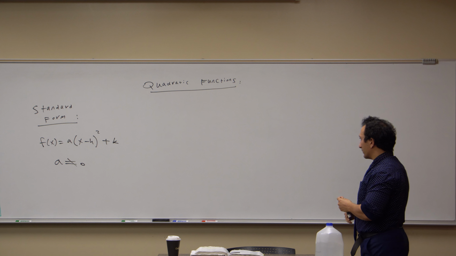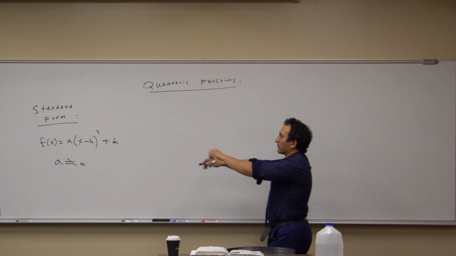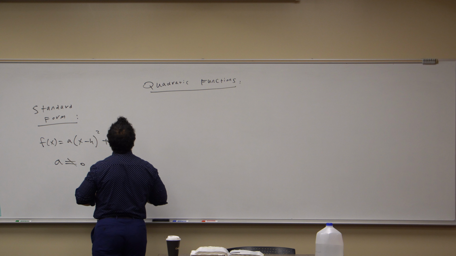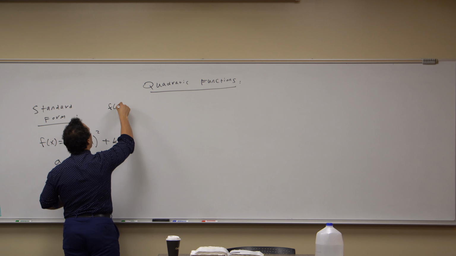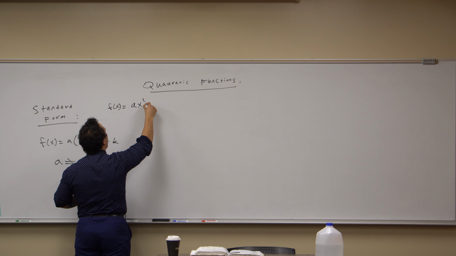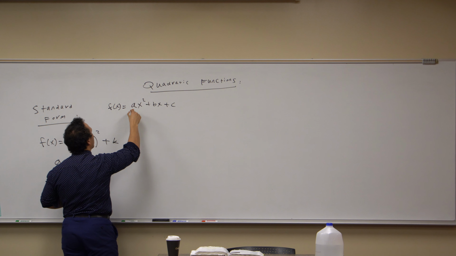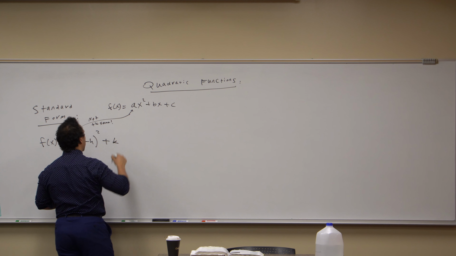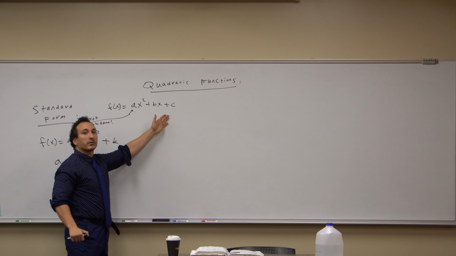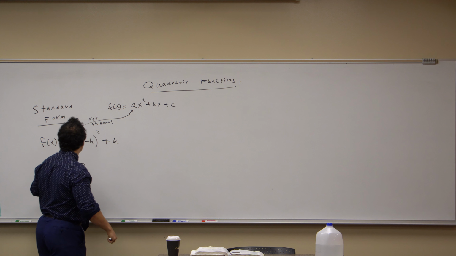Now, notice that this expression is different than the quadratic function ax squared plus bx plus c, where these a's are not the same a. It looks different. This is the general expression of a quadratic, but this is called the standard form of a quadratic. You can actually FOIL this and simplify it, and you get back the non-standard form.